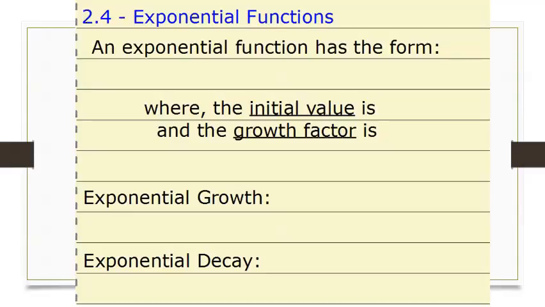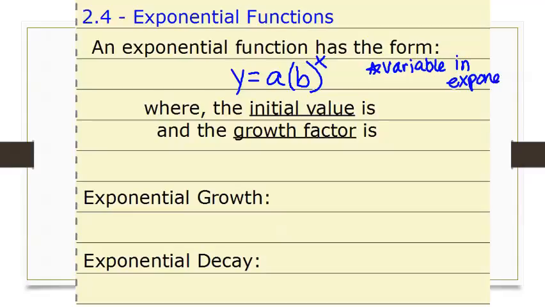So an exponential function has a format that looks like this. So it's y equals a times b raised to the x power. So it's called an exponential because the variable is in the exponent. Okay, so there's two different things to know about this.